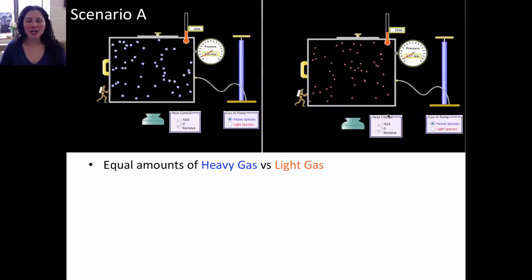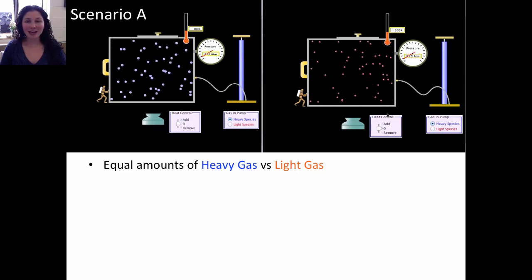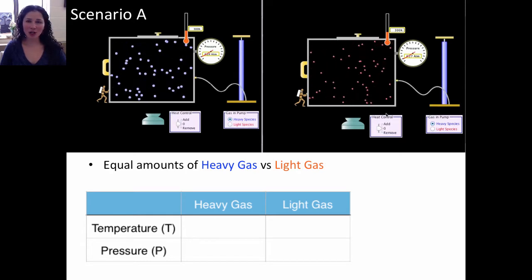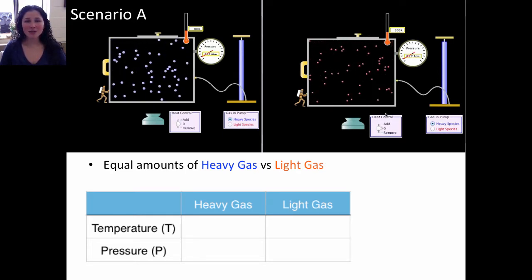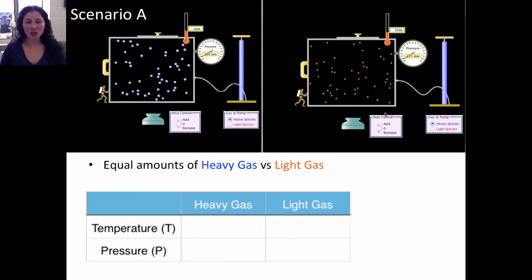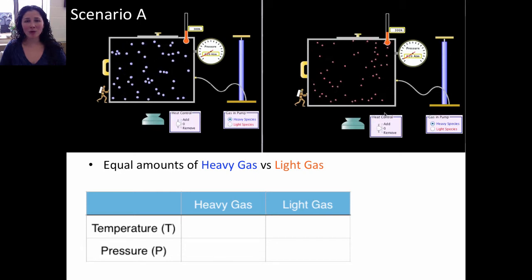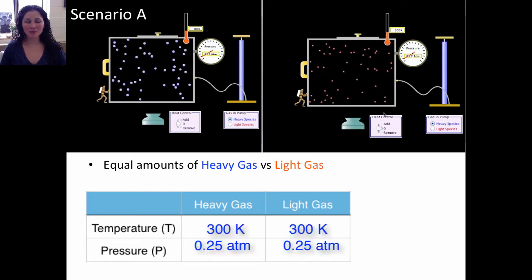Here are two scenarios. This is scenario A in your activity, and I'd like you to fill in the table with the pressure and the temperature of these two gases. There are the same number of molecules in each box. They're at the same temperature. And although their pressures are fluctuating slightly, they're both averaging around 0.25 atmospheres.